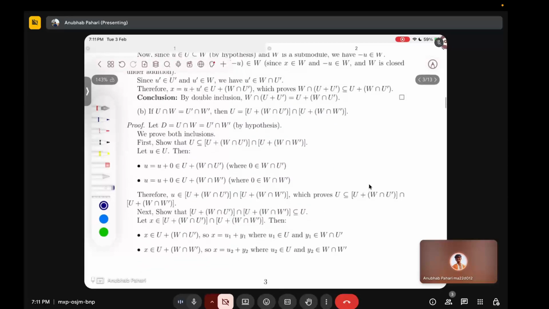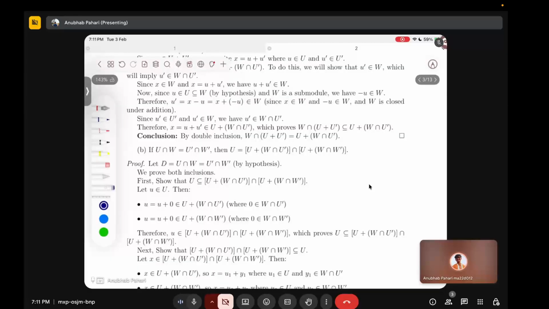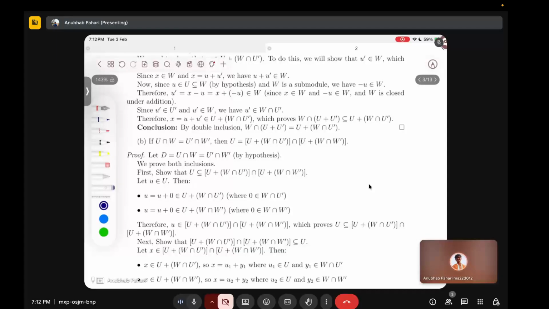Now we come to the second problem, that is, if U intersection W and U prime intersection W prime, then we have that U equals this: (U plus W intersection U prime) intersection (U plus W intersection W prime). So yeah, now let us assume that this intersection is called D, that is, U intersection W and U prime intersection W prime. So we will show that by inclusion, obviously both the inclusions.